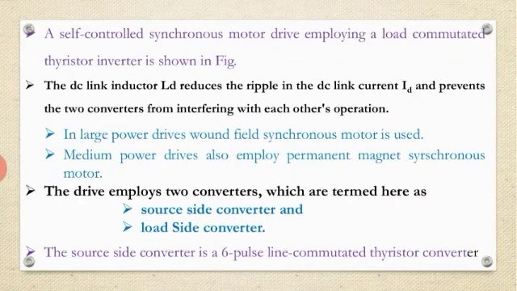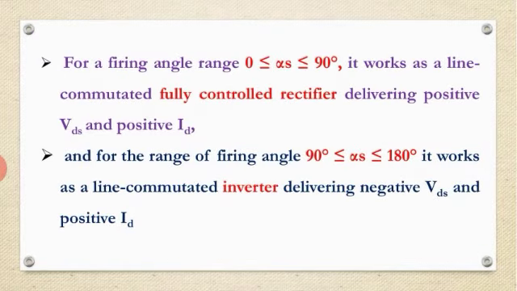The drive employs two converters, a source side converter and a load side converter. With the firing angle alpha S from 0 to 90 degrees, it works as a line commutated fully controlled rectifier delivering positive VDS and positive ID. In the range 90 to 180 degrees, it works as a line commutated inverter delivering negative VDS.